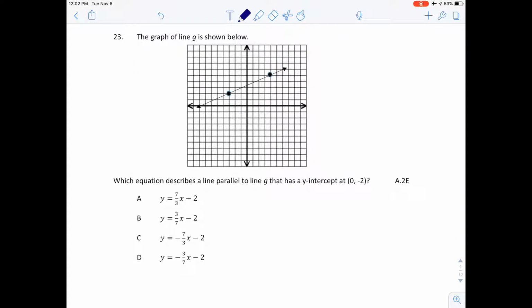All right, 23. G is shown below, which equation describes a line parallel to G and has a y-intercept at -2. So -2 is going to be right there. I want it to be parallel, so I know it needs to look like this. They're never going to cross, right? But what do we know about parallel lines? They have the same slope. So the slope of this line is going up 3 over 1, 2, 3, 4, 5, 6, 7. So 3 over 7 is the slope. So which answer choice has the same slope? B. Just remember parallel lines, same slope.